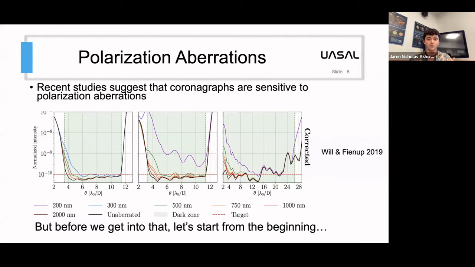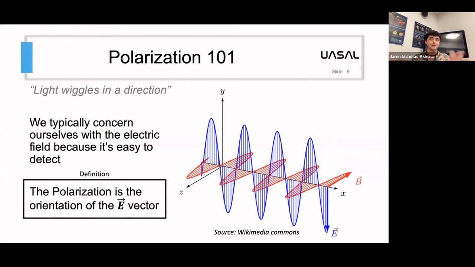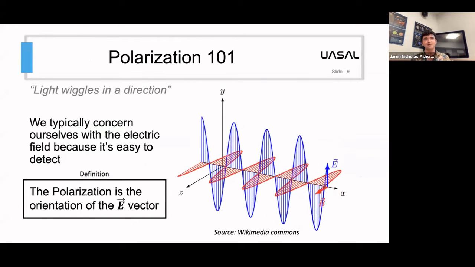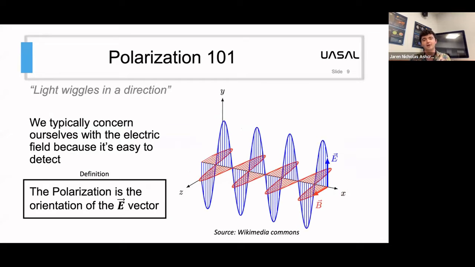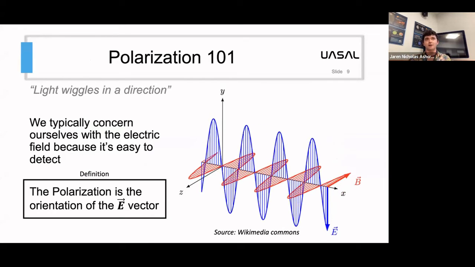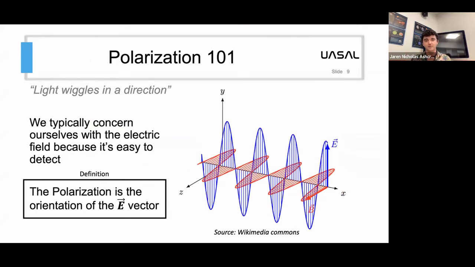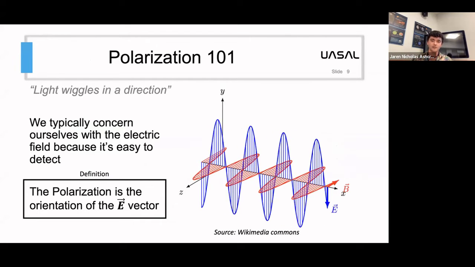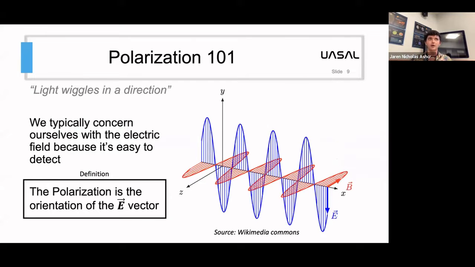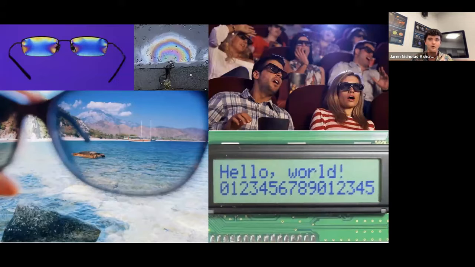But before getting into that, we should probably back up and talk about what exactly I mean by polarization. So again, just getting on the same page. When I say polarization, I'm talking about where light is wiggling in a given direction, like this electromagnetic field. The polarization of it is the orientation of that electric field vector as it's propagating through the system.